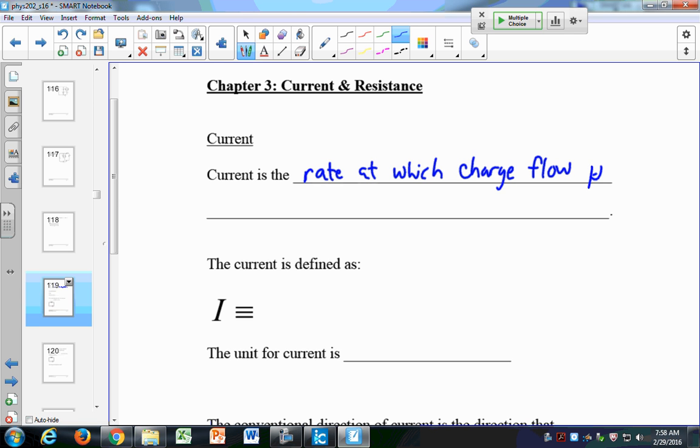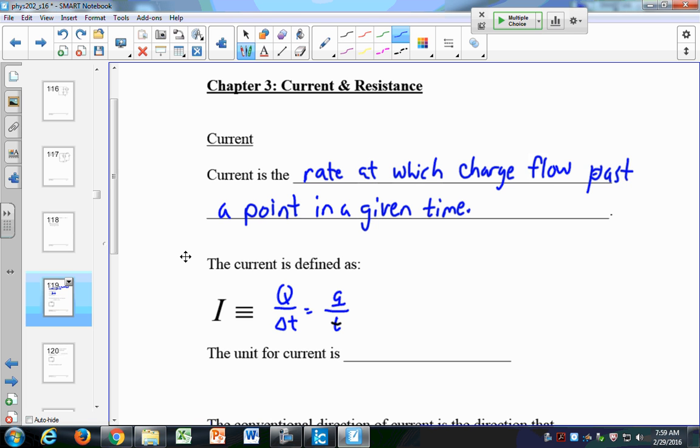Past the point in a given time. It's a rate, just like velocity is a rate, just like acceleration is a rate of change of velocity. We're going to define current as Q over delta T, or usually current is defined with a small q, but either way is fine. The unit for current is an ampere.